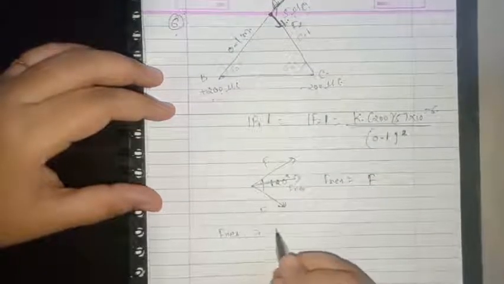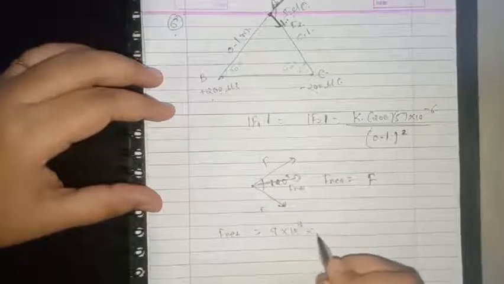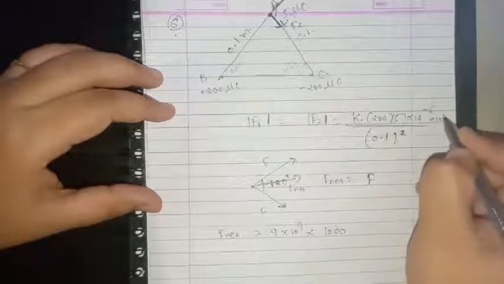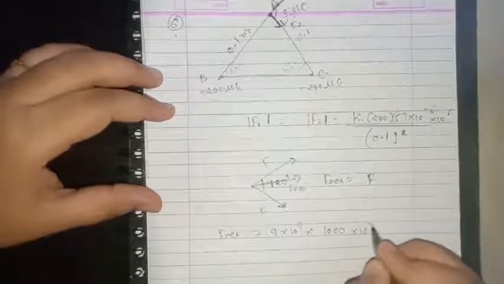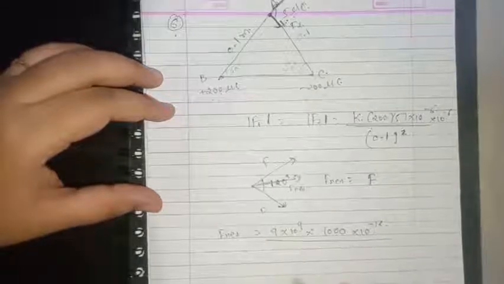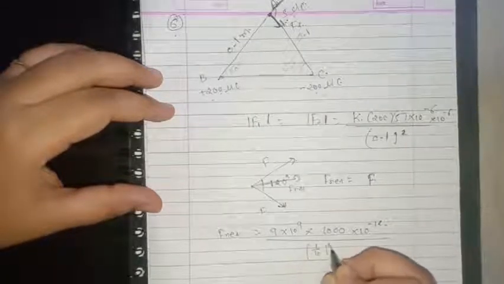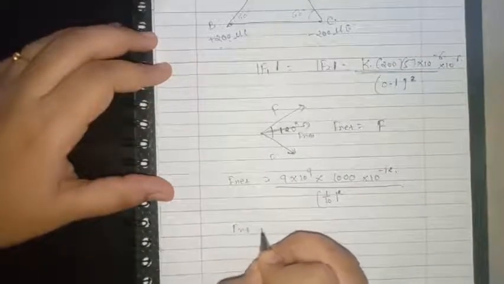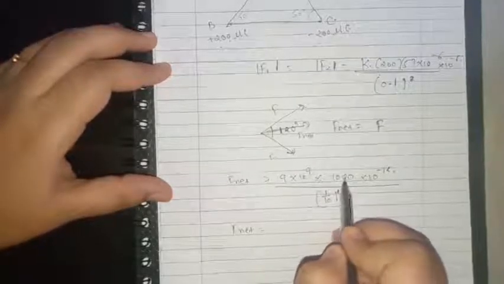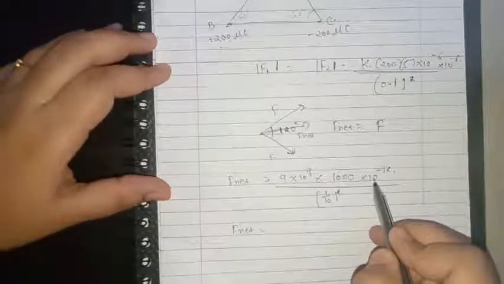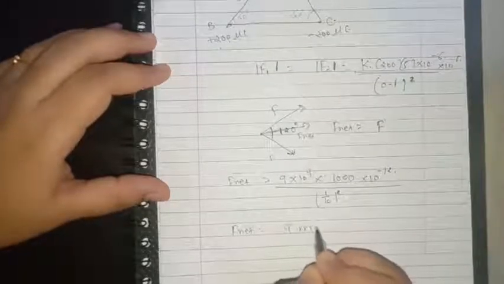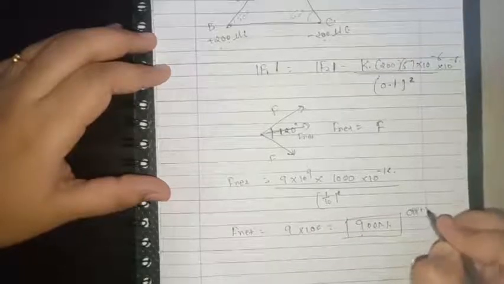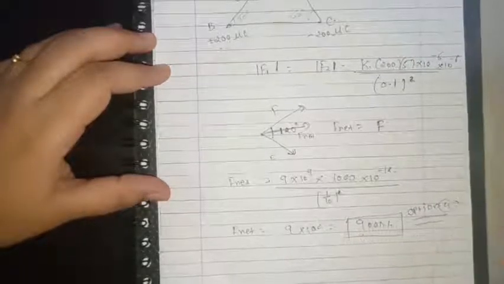Put the value of K, that is 9 into 10 power 9 into 200 into 5, that is 1000 into 10 power minus 12 divided by 1 by 10 whole square. So F net will be, this is 9 into 10 power 9 and this is 10 power minus 12, it will get cancelled out. So 9 into 100, that is 900 Newton. So option 4 is the correct option.